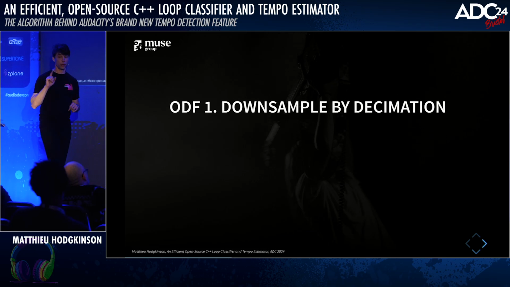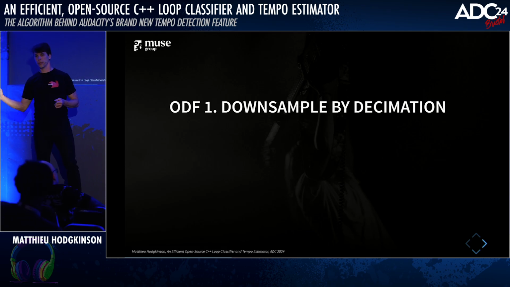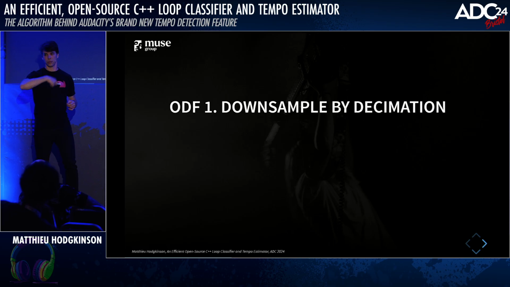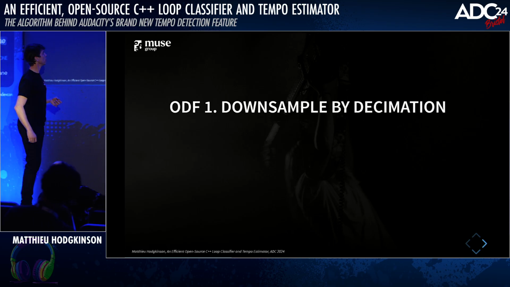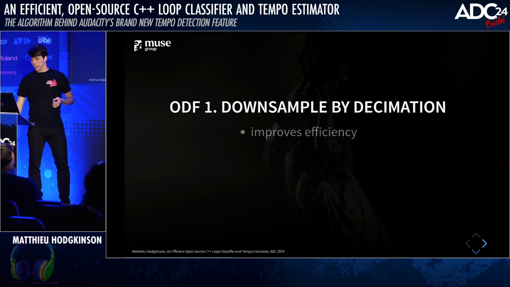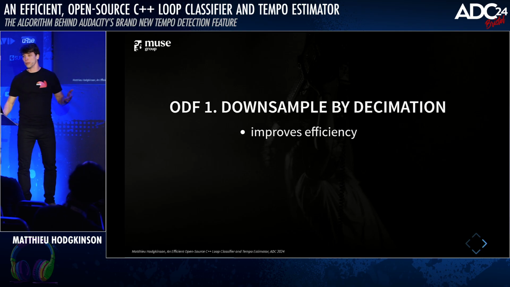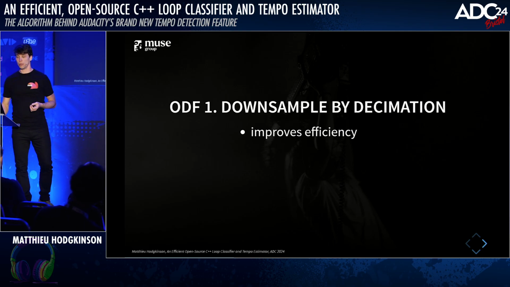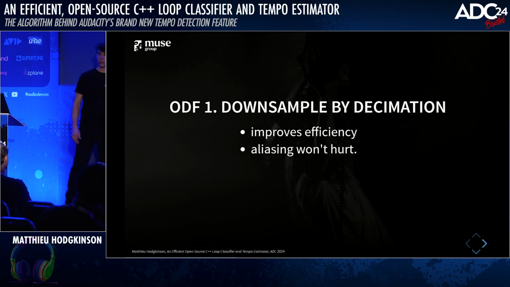One thing that we first can do actually is downsampling. This is only a step for optimization, but we can just decimate, so reduce the amount of samples by taking every other sample. It improves efficiency. Of course, it's a very simple operation, and then you have less data to process for the entire rest of the algorithm. It introduces aliasing, yes. But here it's aliasing that doesn't hurt, and that's even beneficial, actually.